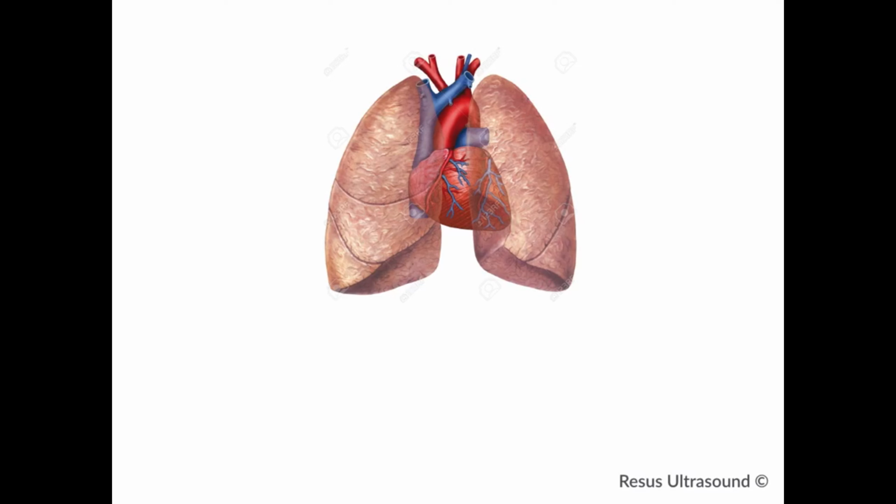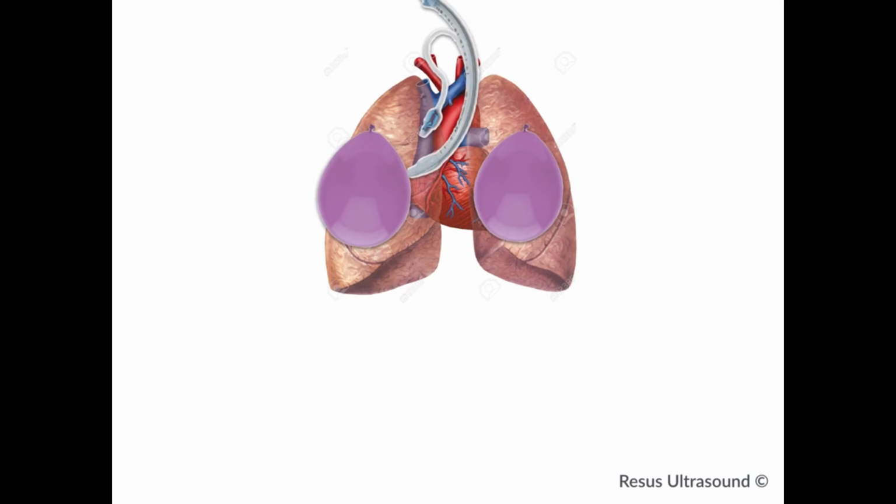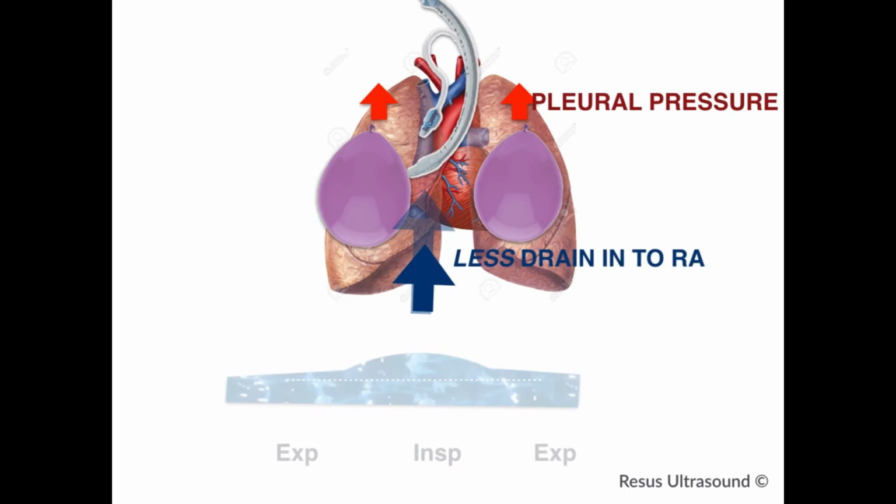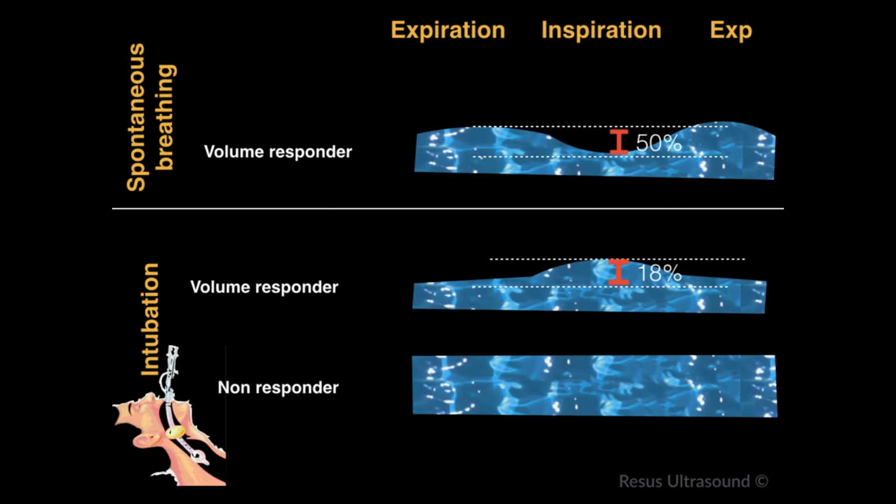So what if the patient is intubated or on mechanical ventilation? When you put a tube in the patient, you blow up the patient's lung in the inspiration phase, and it increases the pleural pressure. So the IVC cannot drain into the RA anymore. Also, it would result in distension of the IVC in the inspiration phase. So if the variation or distensibility of the IVC is more than 18%, it means that your patient is probably volume responsive. The spontaneously breathing and intubated patients differ only in the inspiration phase.